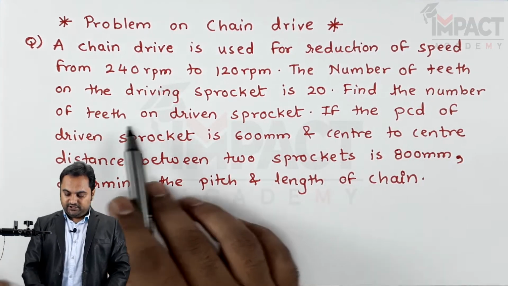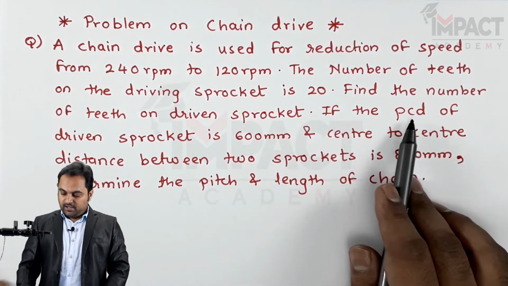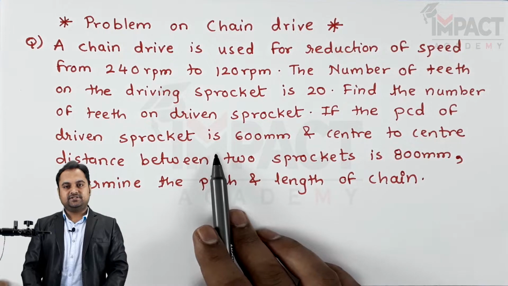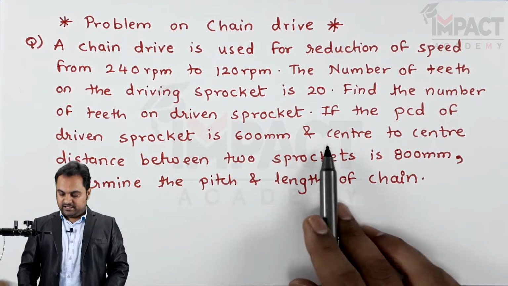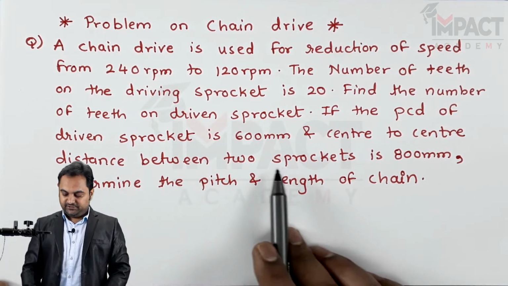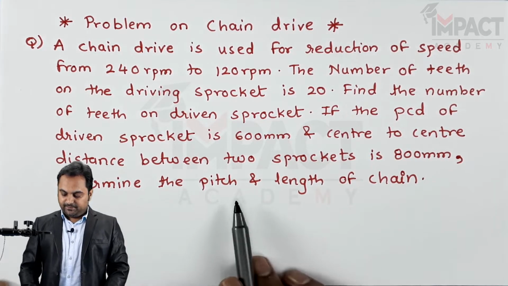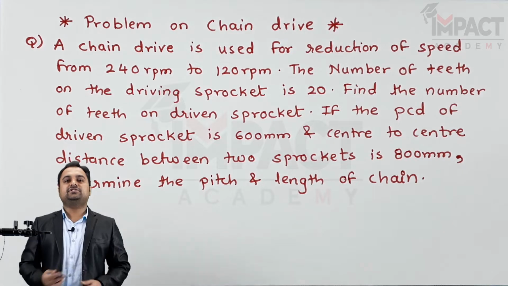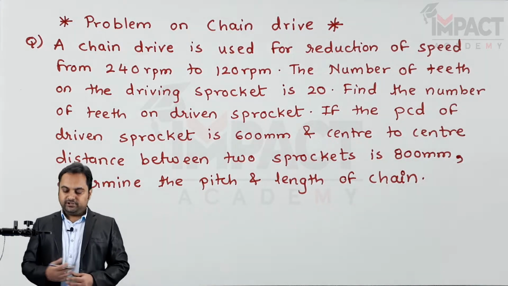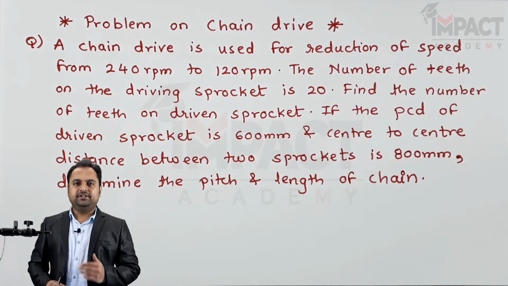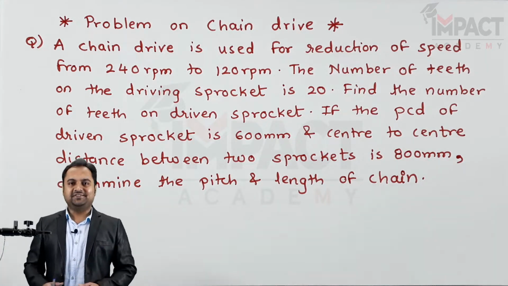Find the number of teeth on the driven sprocket if the PCD of the driven sprocket, that is the pitch circle diameter, is 600 mm and center to center distance between the two sprockets is 800 mm. Determine the pitch and the length of the chain. So this is the question in front of us. Now whatever is given here, I'll read the question once again step by step and write it in the form of data. Let's get started.